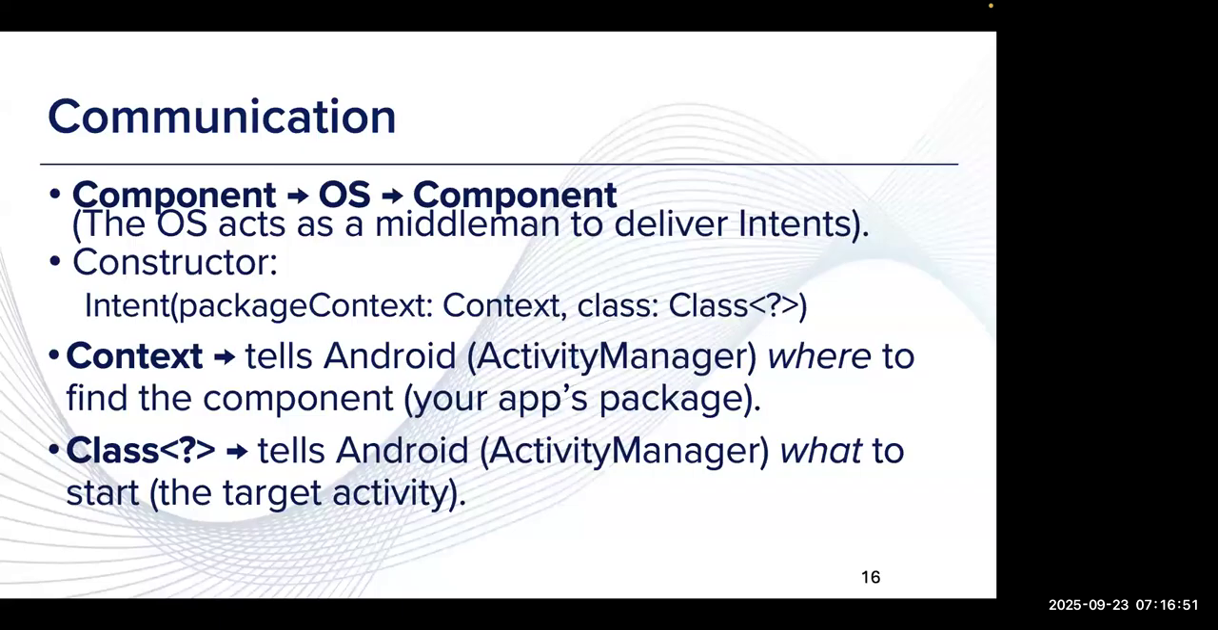So how does it communicate? We have a component, in this case our main activity, our BMI activity. It talks to the operating system, and then the operating system talks to the other activity, in this case our second activity, which is the heart rate activity. So the OS acts as the middleman to deliver the intents.